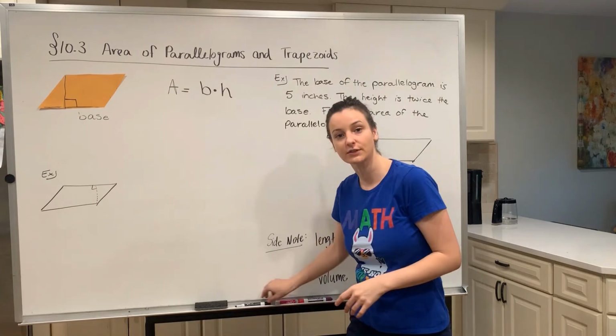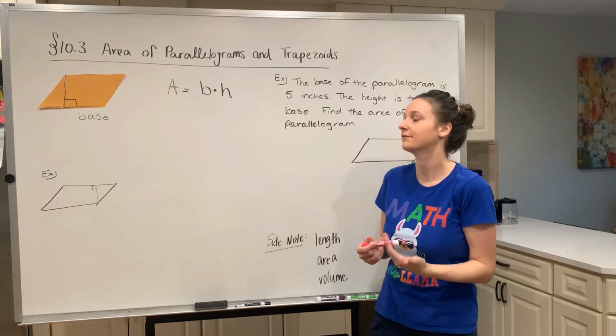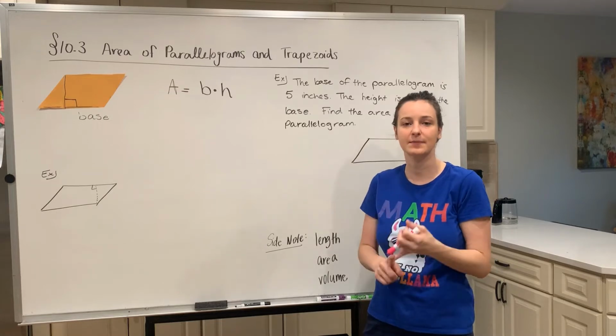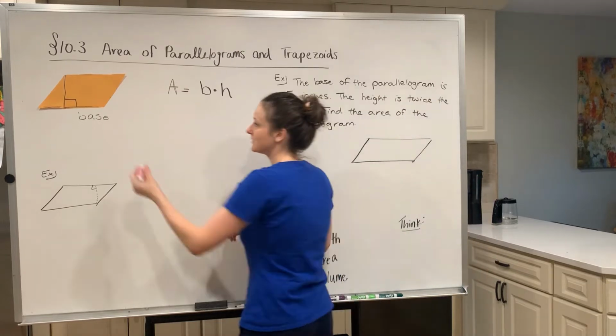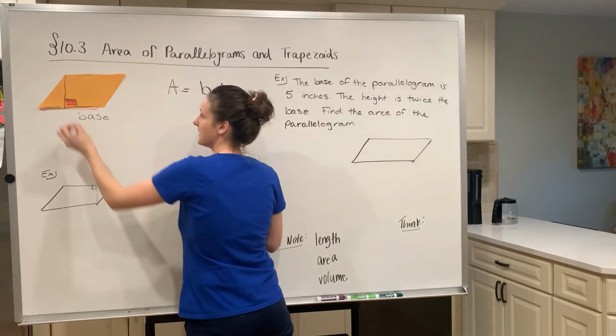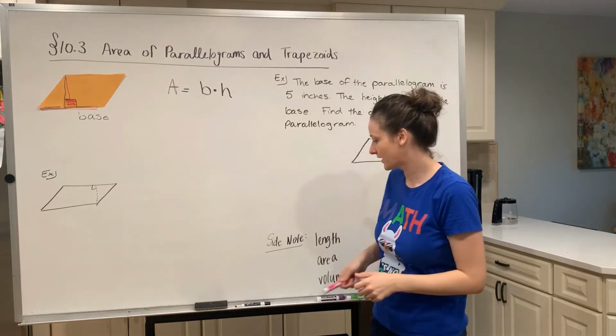So that's my hint to you for the rest of the following chapters when we're finding area and volume: always look for that right angle to determine what is the base and what is the height. The two sides extending from this right angle are going to be your base and your height. Okay. So let's get started on our first example.